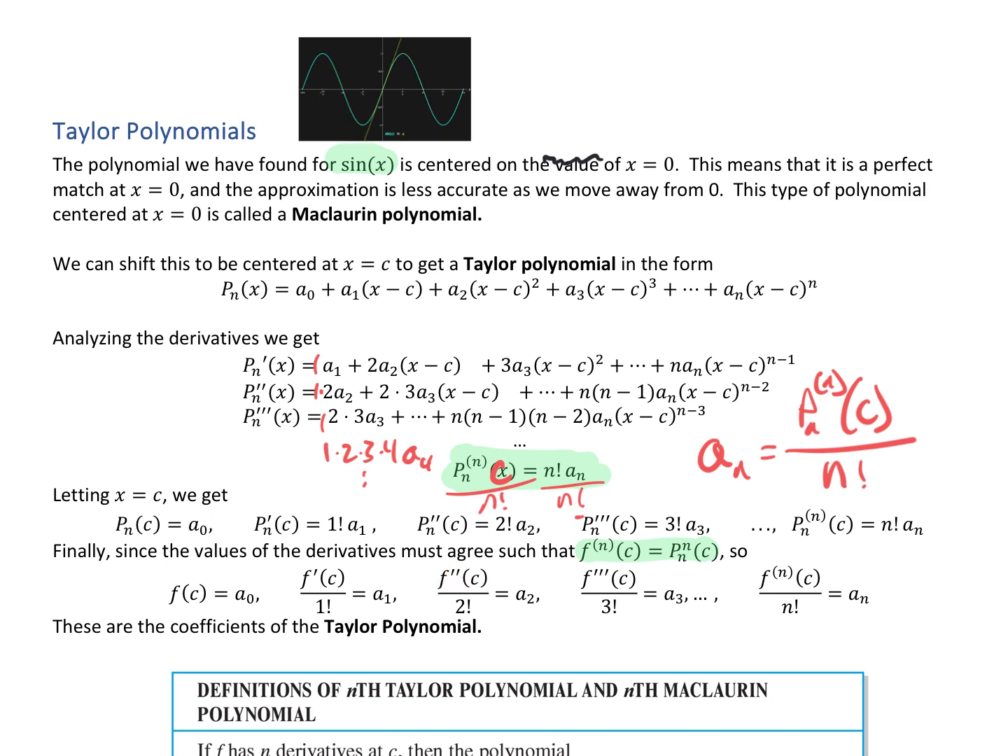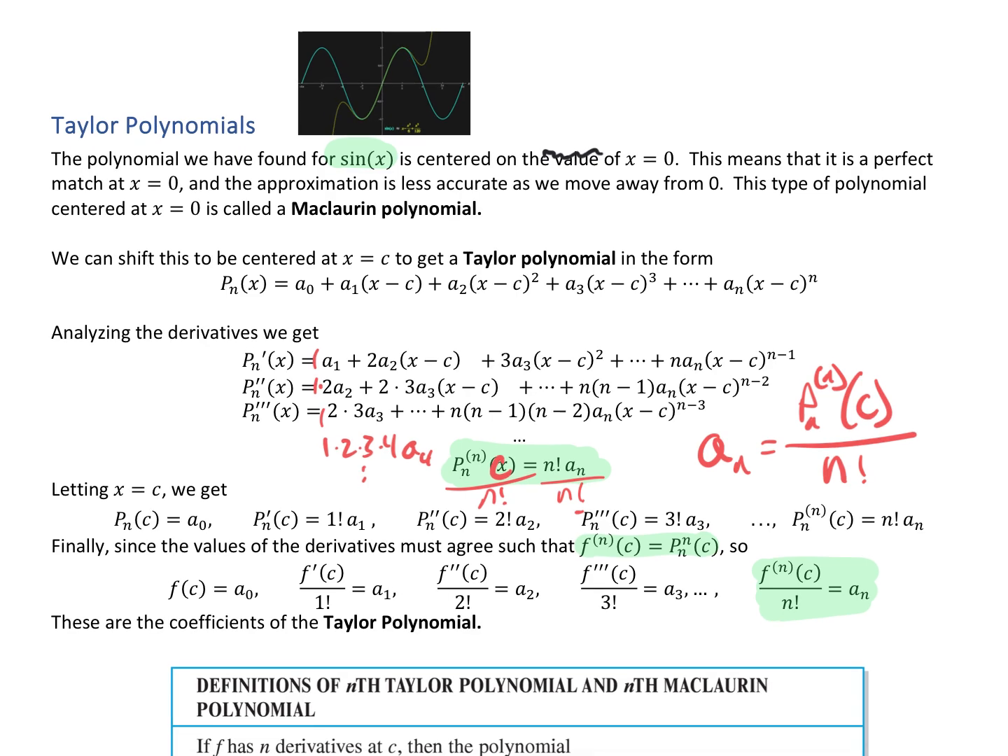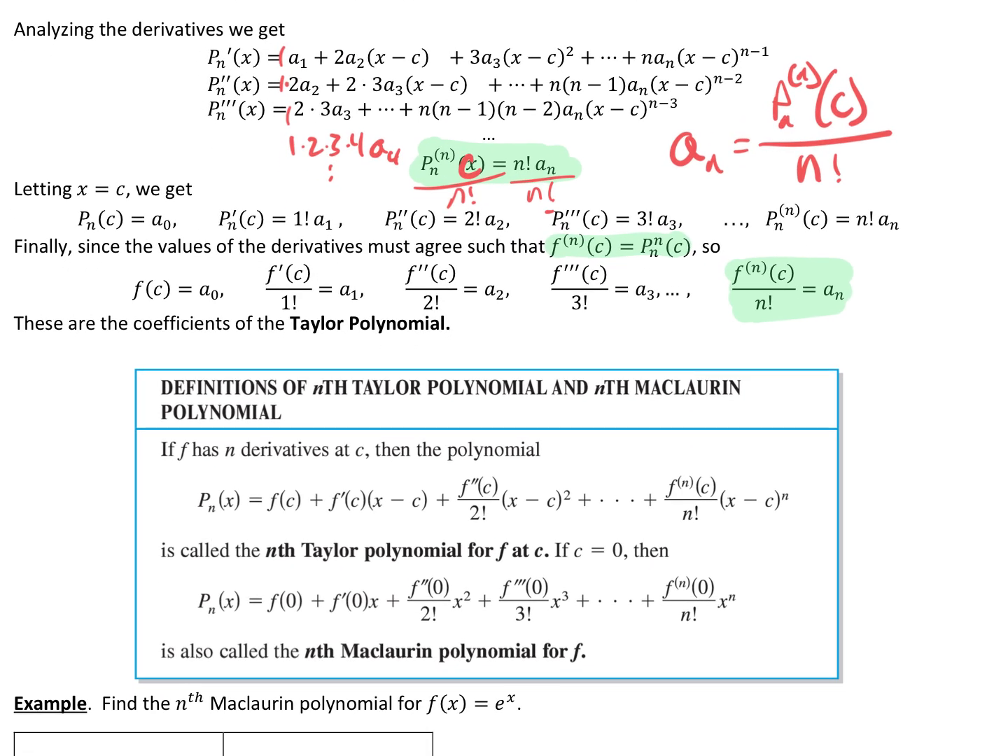If we take the second derivative divided by 2 factorial, we find a2. We'll take the third derivative divided by 3 factorial to find a sub 3, and so on and so forth. And in general, we have this. Our general term is the nth derivative of our function evaluated at c divided by n factorial. And then we can build our Taylor polynomial, and we can get as accurate as we need.